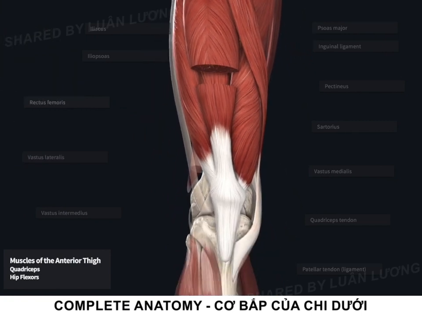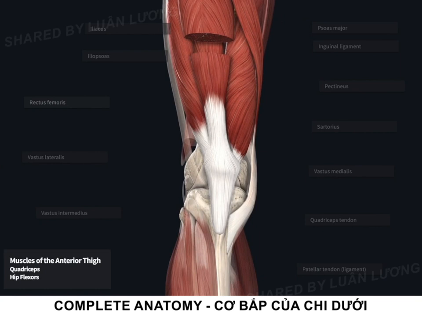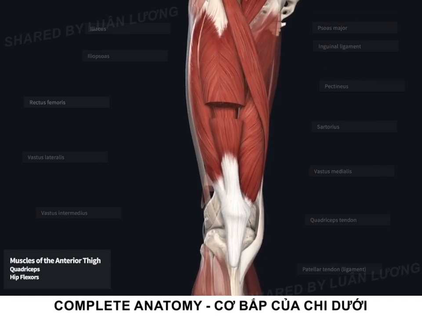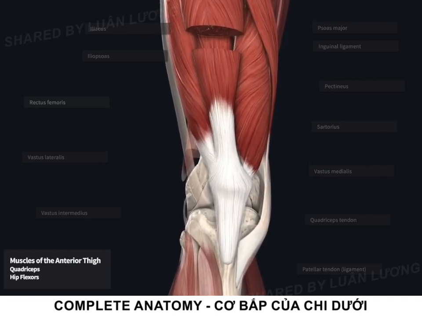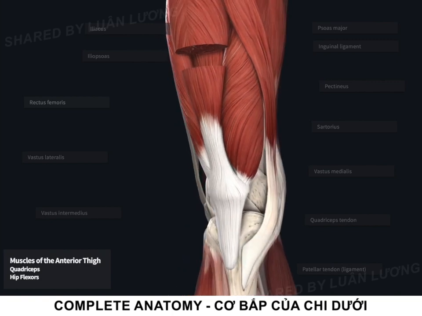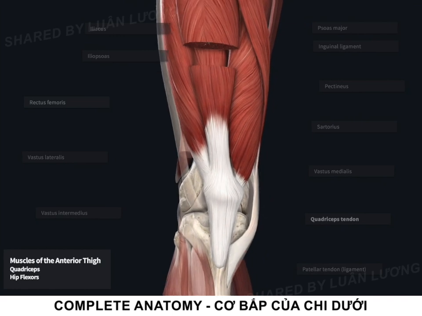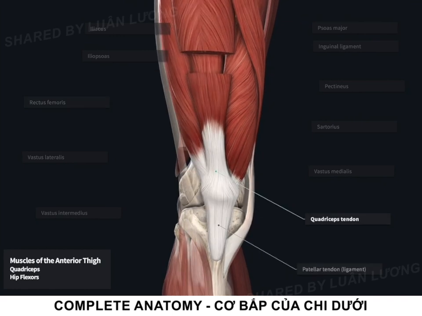Now, the 4 quadriceps muscles are going to share a common distal attachment. The 3 vastus muscles only cross the knee and do not cross the hip. Thus, they're only going to produce action at the knee. How they do this is as a group through their common attachment to the quadriceps tendon.